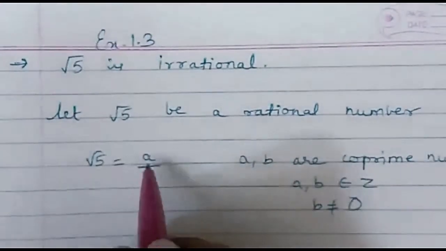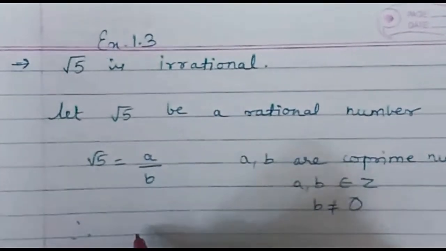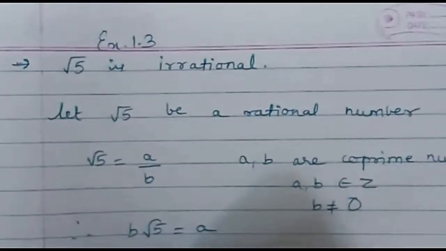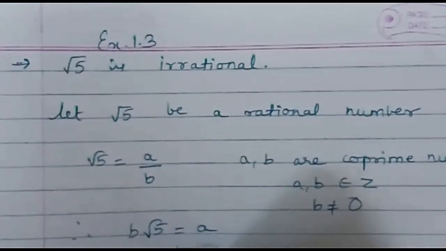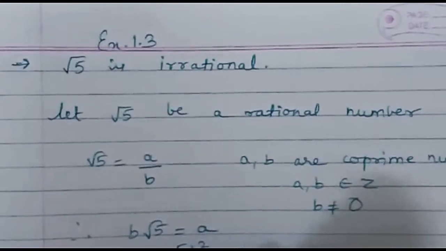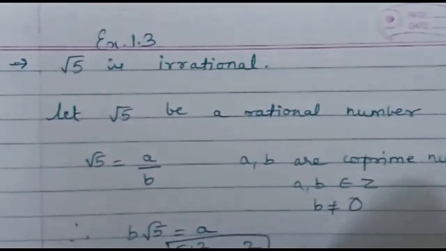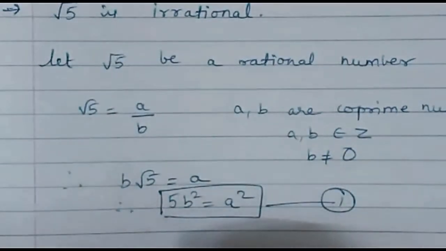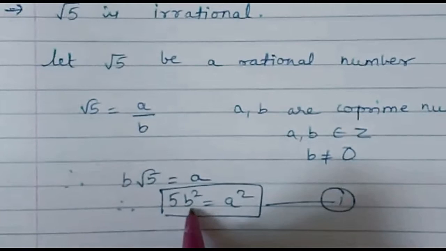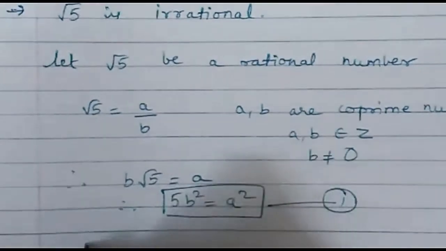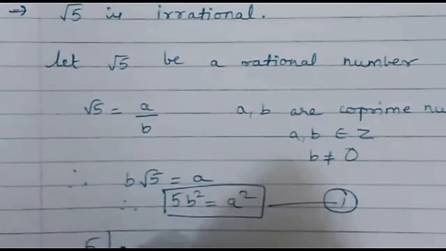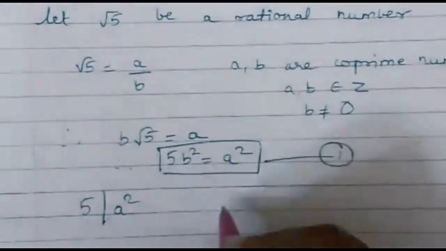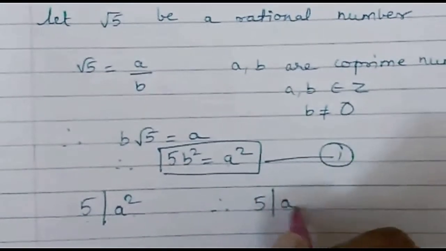So if root 5 is a upon b, by cross multiplication I will be getting b into root 5 is equal to a. Squaring both the sides, we will be getting 5b square is equal to a square. So this is your first result. This shows that 5 into any number will give you a square. This shows that 5 divides a square, and therefore 5 also divides a.